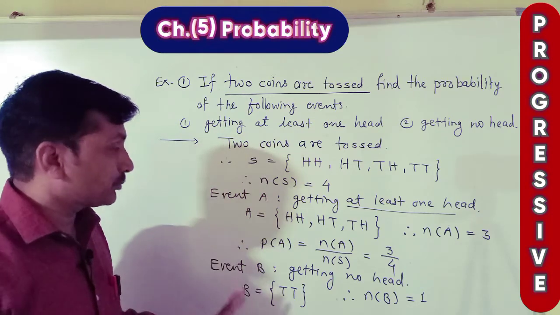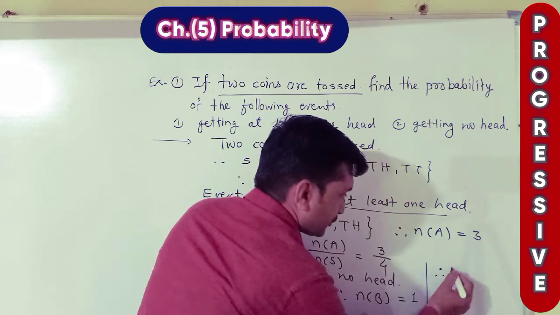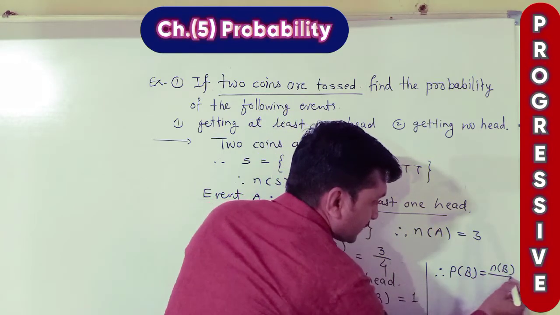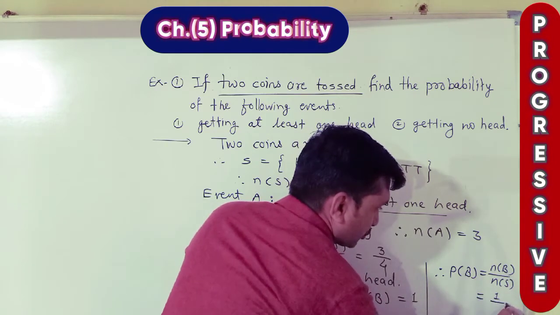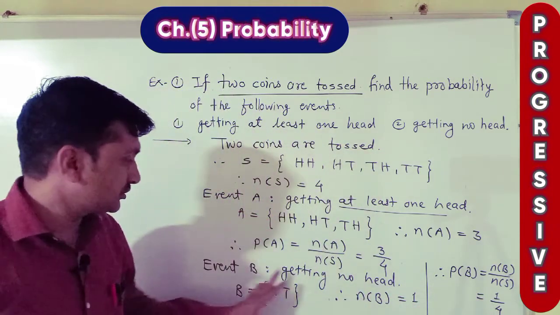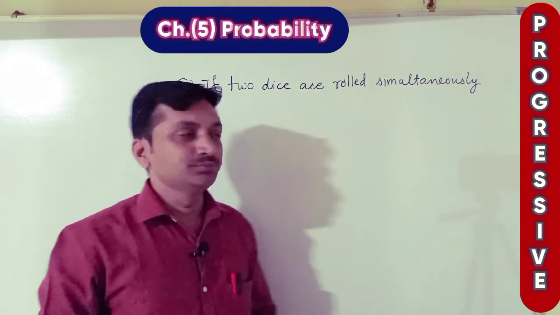And we want probability also. Therefore probability of B is equal to NB upon NS, NB is 1 upon NS is 4. This is the probability of event B of getting no head. Let's see example number 2.